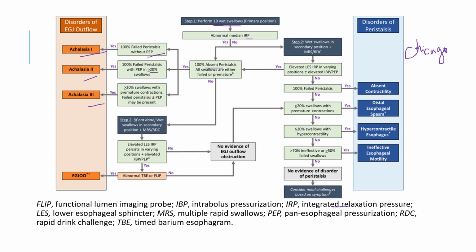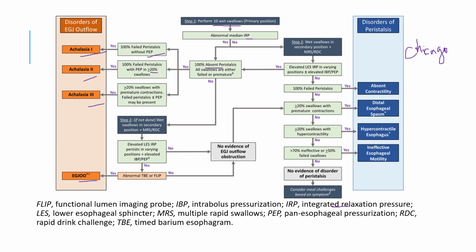Okay, just remember that if there is abnormality in the manometry with panesophageal pressurization or failed peristalsis, it is called achalasia. Okay, if there is no abnormality in the peristalsis but it is due to some other obstructive thing, it is esophago-gastric junction outlet obstruction.